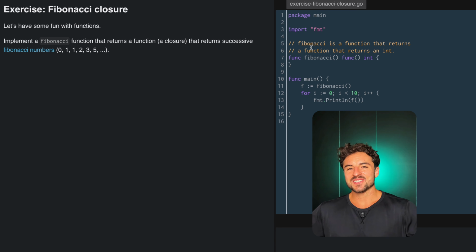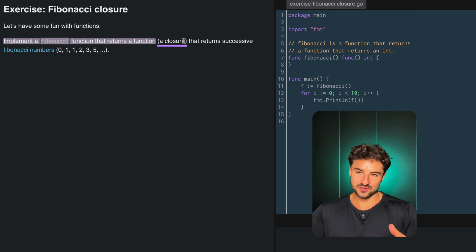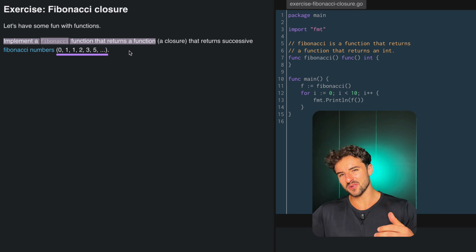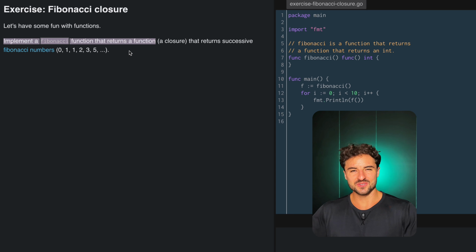What is the question asking of us? Let's have some fun with functions. Implement a Fibonacci function that returns a function, a closure, that returns successive Fibonacci numbers 0, 1, 1, 2, 3, 5, and so forth. In essence, we're going to use a closure to generate the Fibonacci sequence. I'll be explaining the closure concept a little bit further down the line once we get to implement it.